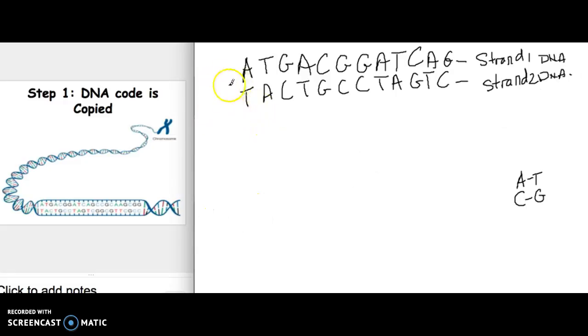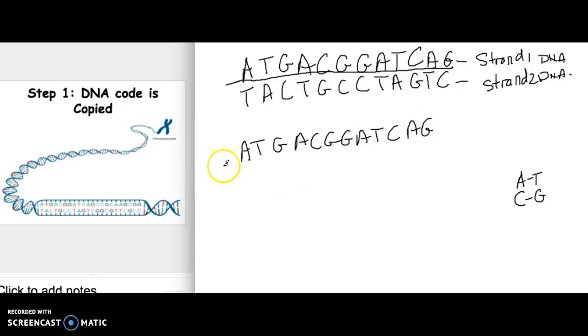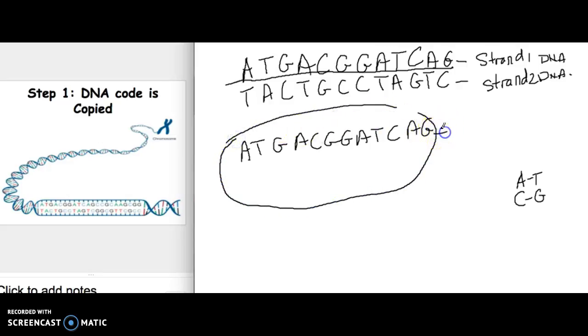Now, the first step is that this DNA molecule will divide or it will unwind. So we will take one strand. Our DNA strand that we're going to take, let's take this strand A, T, G, A, C, G, G, A, T, C, A, G. Now this is found inside of our nucleus. This is the information that we will need to make the protein. So think of it like a recipe. This is the recipe that we will need to make our protein.